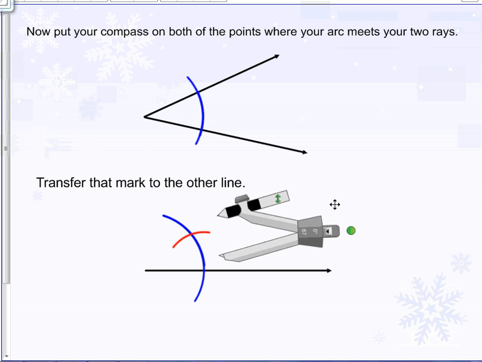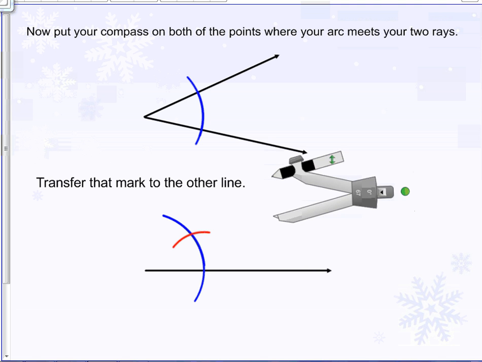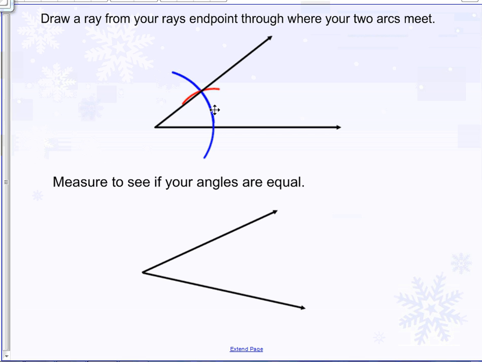Your last step is to draw another ray using your straight edge where the two arcs cross over, where they meet. And this angle should be exactly the same size as your other angle.